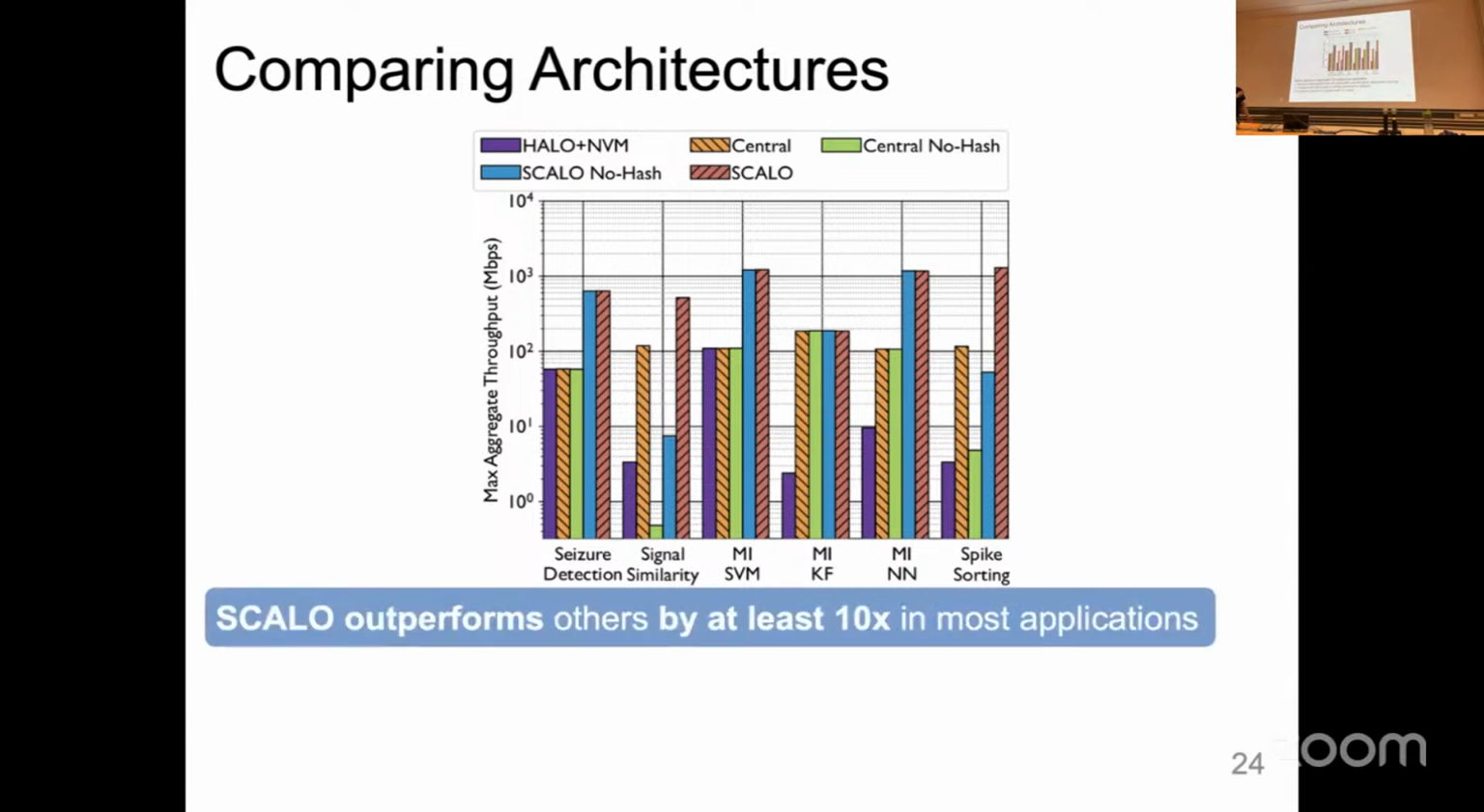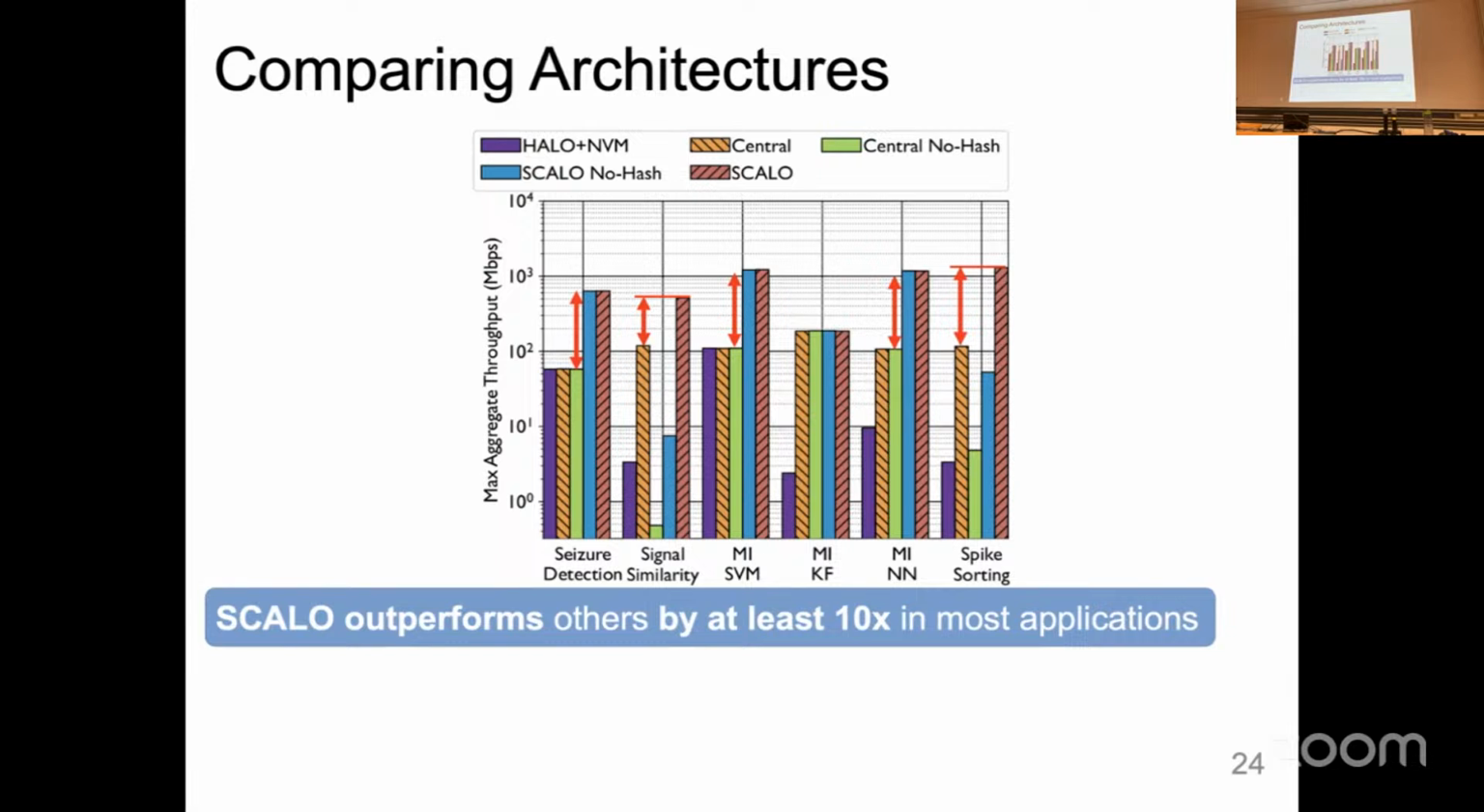All right. Firstly, most importantly, SCALO outperforms others by at least 10x in most applications. We can see that this is in fact all of them except movement intent with the Kalman filter. This is because they apply an optimization here to reduce the network load, which centralizes some parts of this Kalman filter. Through that, they lose this advantage of the distributed processing.